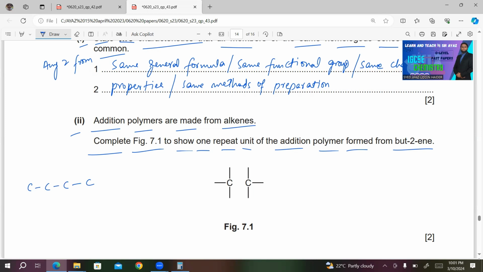It's up to you whether you start counting the carbon atoms from the right hand side or left hand side. You must have a double bond between these two. Let's saturate the carbon atoms. 1, 2, 3, 4. I will place hydrogen. Now, in order to make the polymers, I can draw this but2ene in this way.